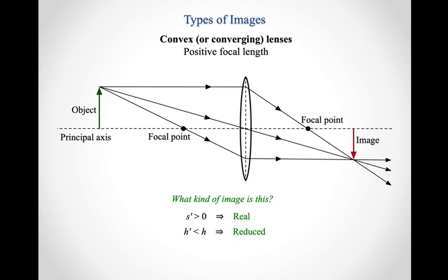In terms of whether it's upright or inverted, well, obviously here the fact that it's flipped over tells me it's inverted. And so again, that's consistent with my sign convention that says that if I have an image that points below the principal axis, then that image height will be negative and it's an inverted image. So in this particular case, my convex lens formed an image of this object that was real, reduced, and inverted.